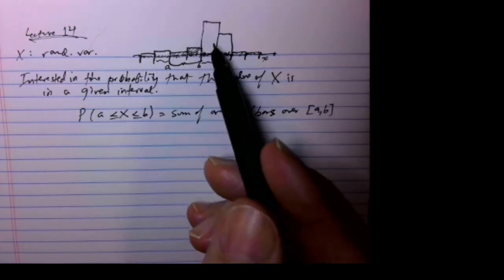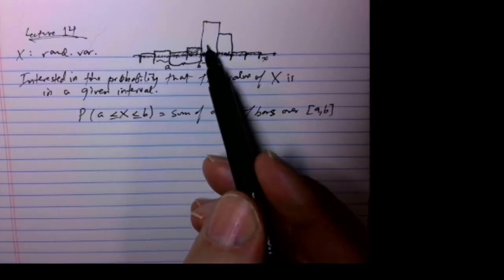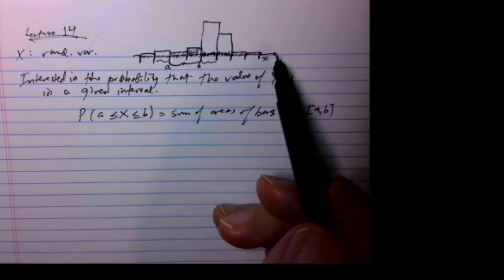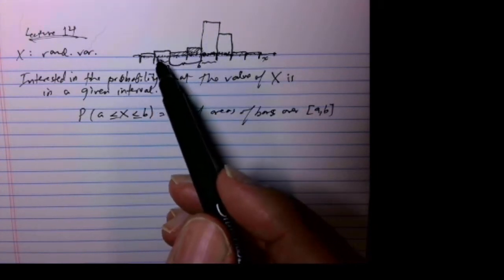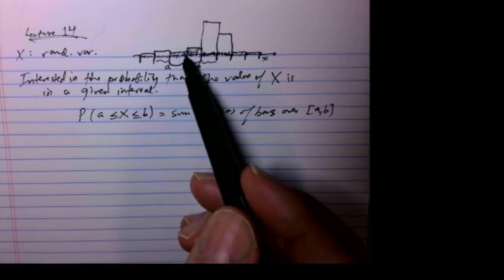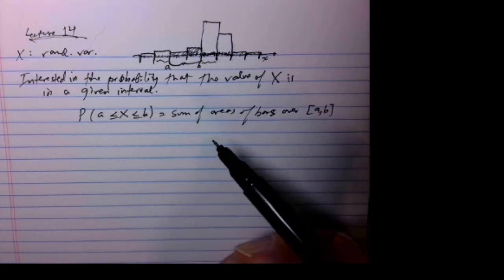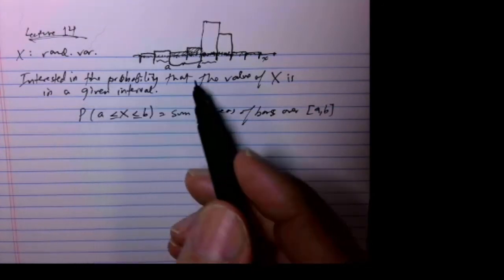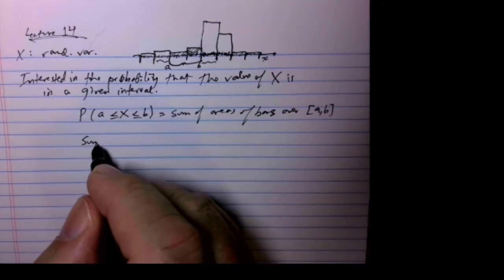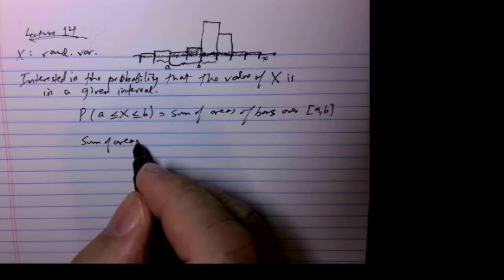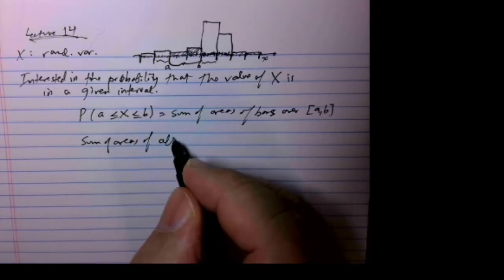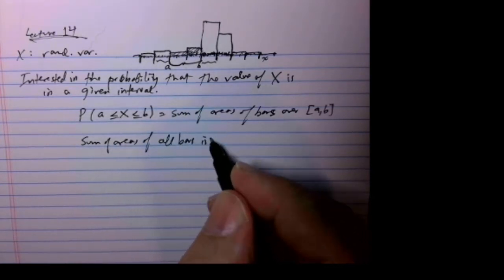The other thing to notice here is that if you sum up the areas of all these bars, that's the probability of finding a value of x here or here or here, or in other words, of finding a value of x somewhere. But the value of x has to be somewhere, so the sum of the areas of all the bars is 1.